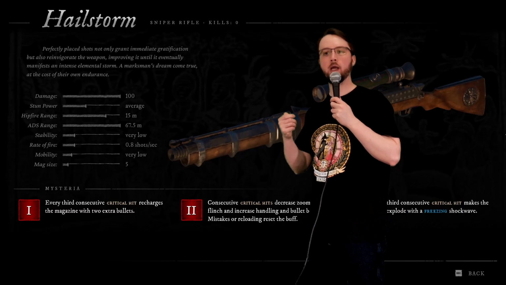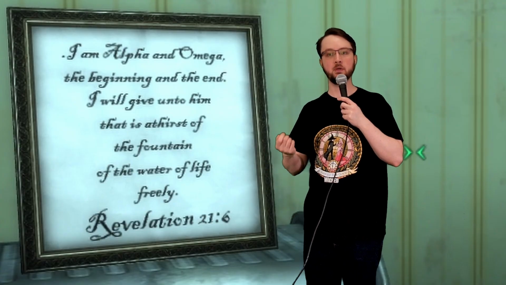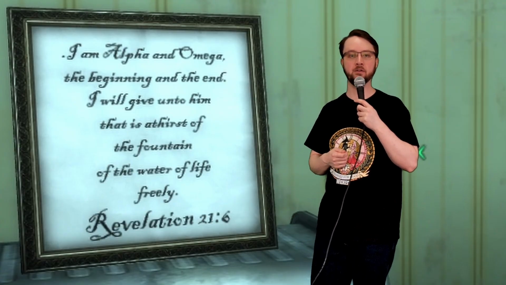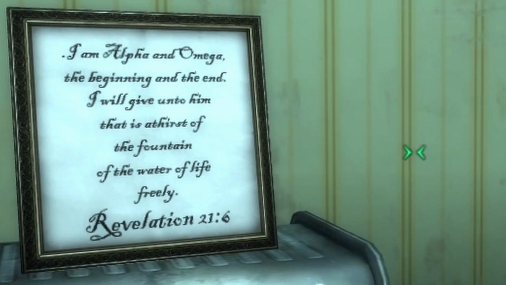Oh, right. So Hailstorm has a rose window on its stock, a kind of window that's on the facade of almost every cathedral and is meant to symbolize God's divine light. And Vulture has an Alpha and Omega symbol on the inside of his limbs. And anyone who has played Fallout 3 might be familiar with this Bible passage about Alpha and Omega. I am Alpha and Omega, the beginning and the end. I will give unto him that is athirst of the fountain of the water of life freely.